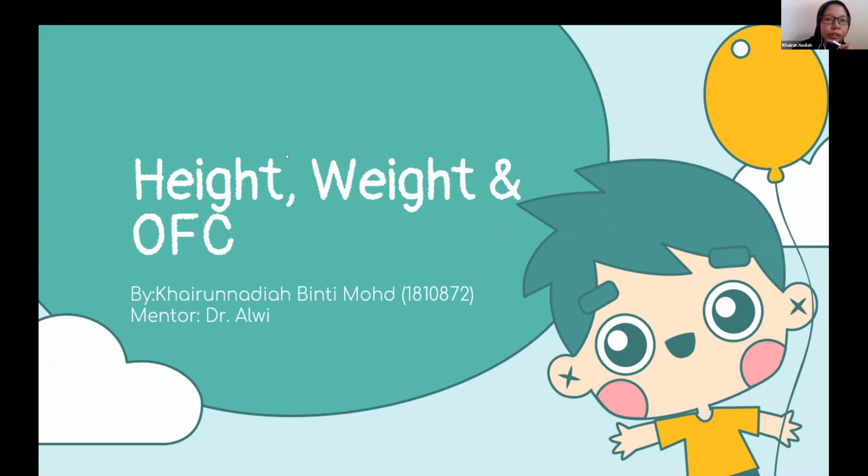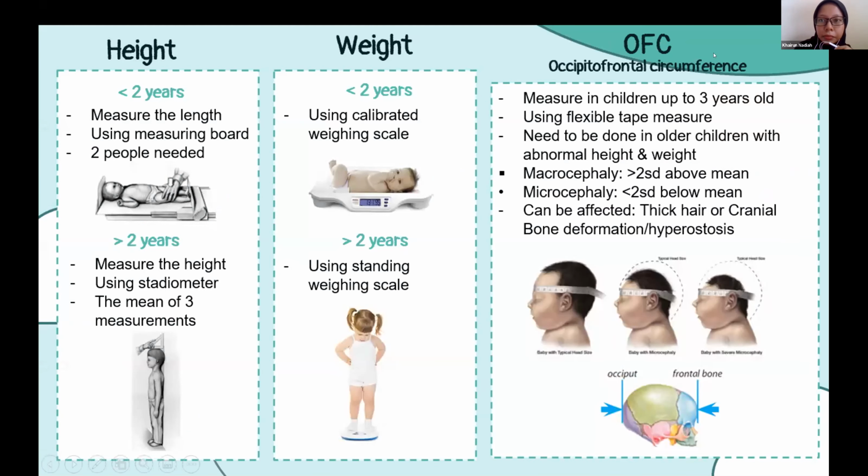Today I will present the topic of height, weight, and occipital frontal circumference by Khairul binti Muhammad. Generally in pediatrics, for infants and toddlers 2 years or younger, the essential growth measurements are length, weight, head circumference, and also weight for length.